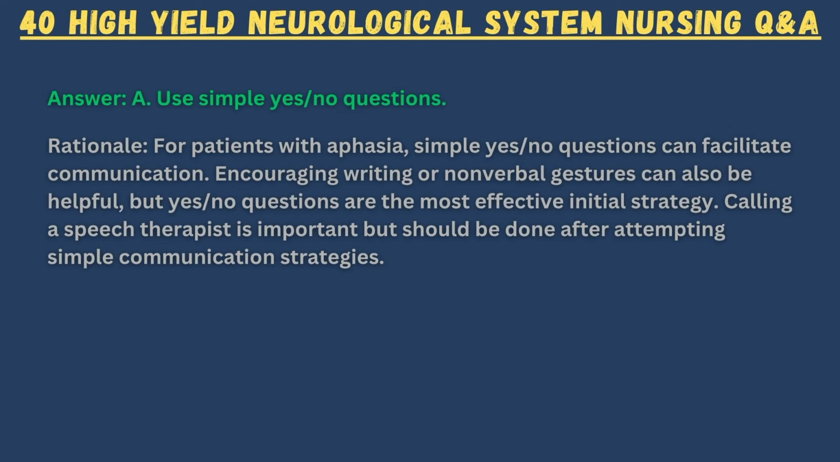Answer. A. Use simple yes or no questions. Rationale. For patients with aphasia, simple yes or no questions can facilitate communication. Encouraging writing or nonverbal gestures can also be helpful, but yes or no questions are the most effective initial strategy. Calling a speech therapist is important, but should be done after attempting simple communication strategies.